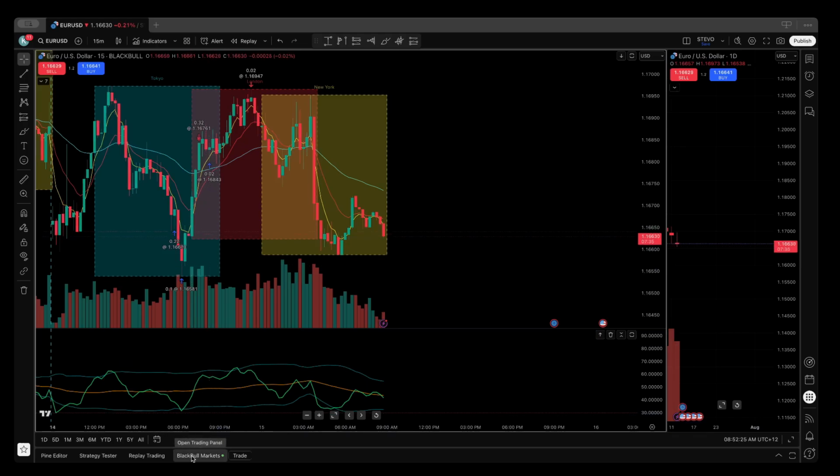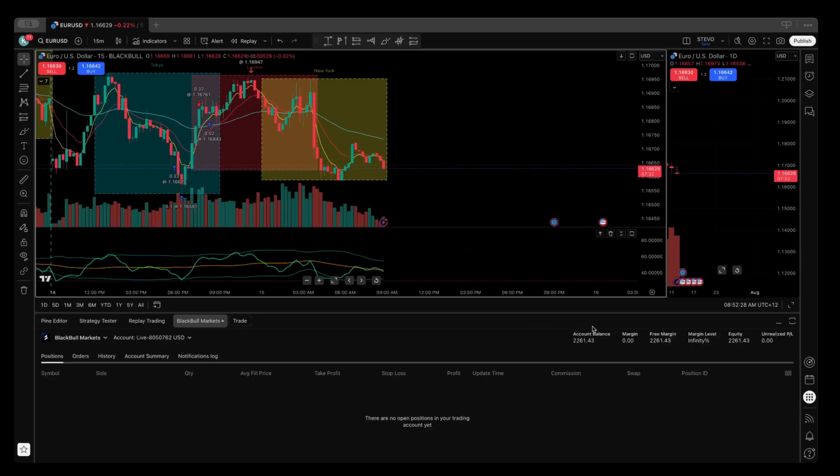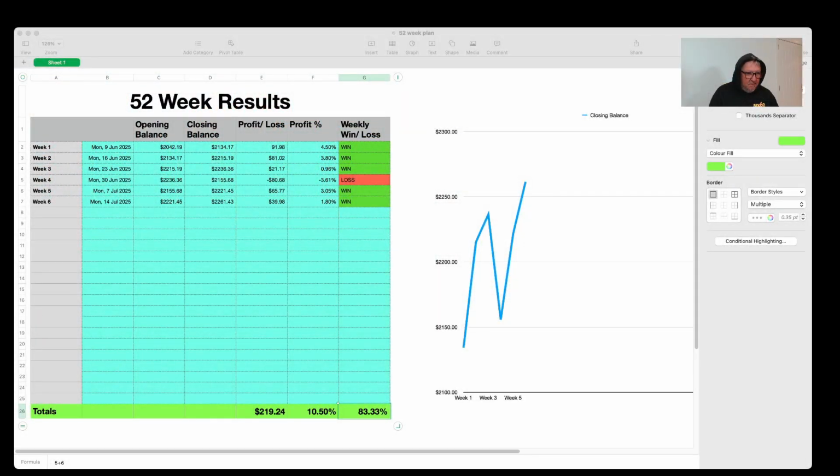If I look at my Black Bull Markets trading panel here, my current balance is 2261.43, and if we just quickly look at my 52-week spreadsheet, bearing in mind that account balance, here are my 52-week results. So opening this week, Monday the 14th, with this previous balance, and then closing it at 2261, gave me $39.98 for yesterday, 1.8%, which is a great win. And overall, starting the 6th week, a profit of 10.5%, which is fantastic.